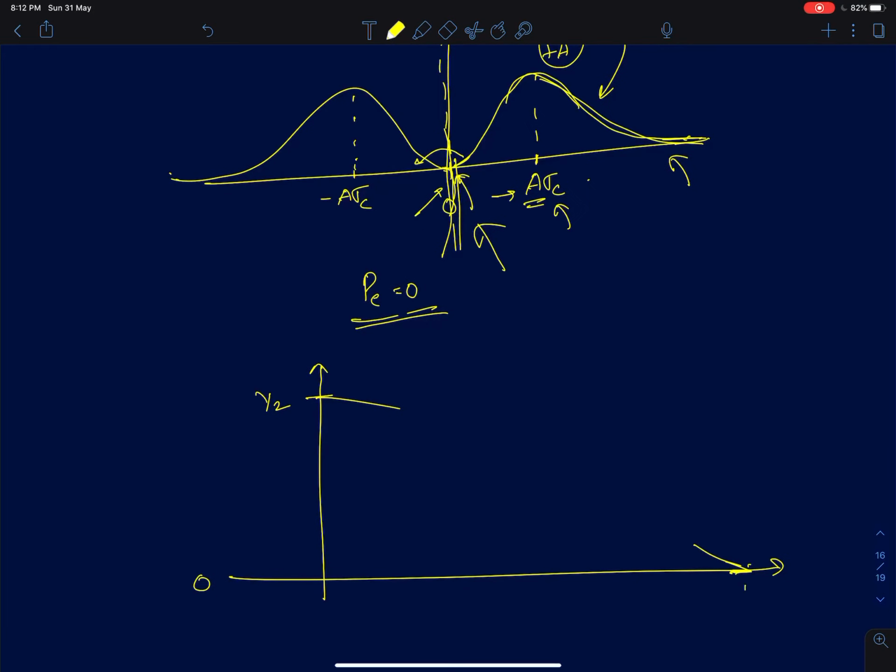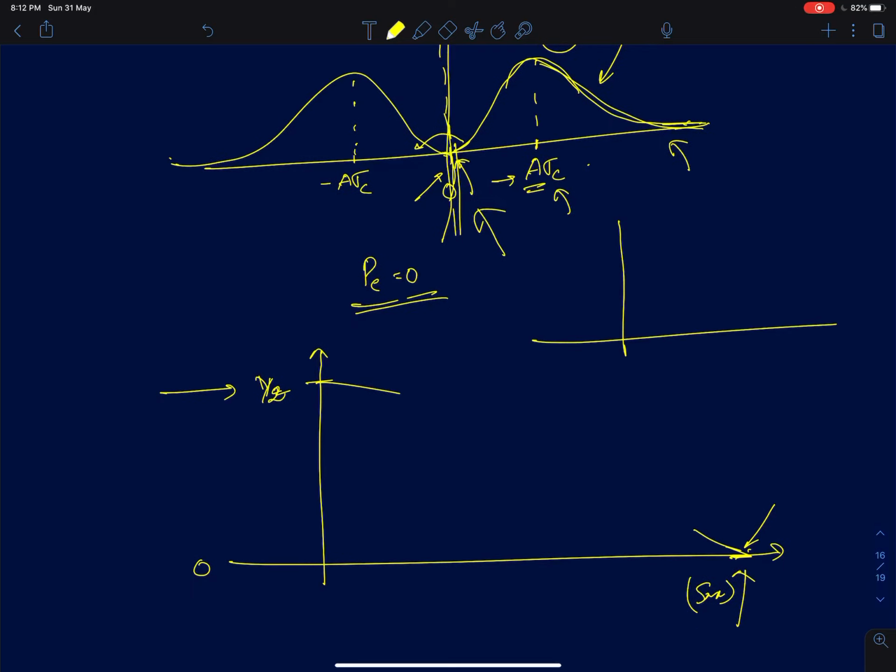So if I make an infinite SNR, the probability of error is 0. If I assume a 0 SNR, the probability of error is half. This looks fine. This is what we expected even in a simple additive white Gaussian noise channel. The graph was like this. At SNR of 0 you get half, and finally it goes to 0 at SNR of infinity.